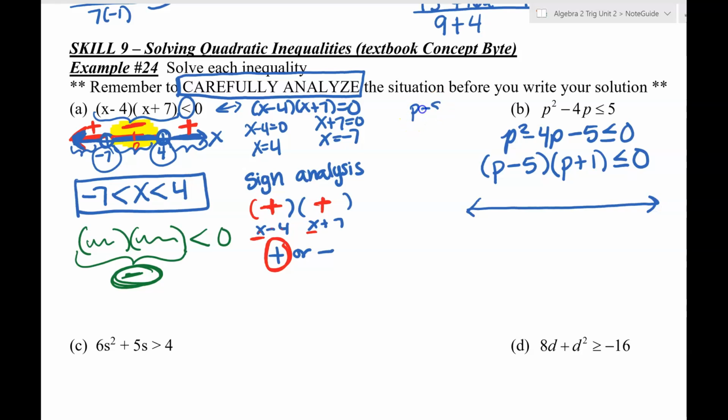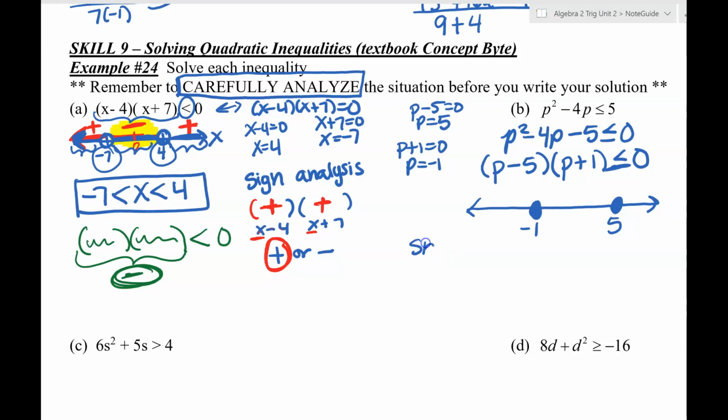If p minus 5 was set equal to 0, I would get 5 as a solution. If p plus 1 was set equal to 0, I would get -1. So -1 and +5 are key points where my parabola would cross through the axis and things can change from being positive to negative. Now this time we do want it to be equal to 0. So these are part of the answer. 5's where it equals 0 and I want it to be equal to 0. -1 is another place where it's equal to 0 and I want it to be equal to 0.